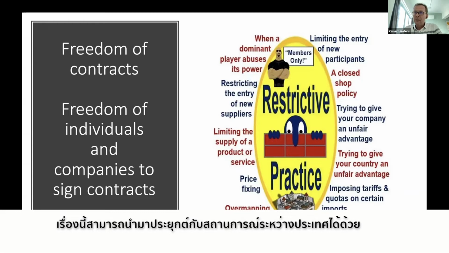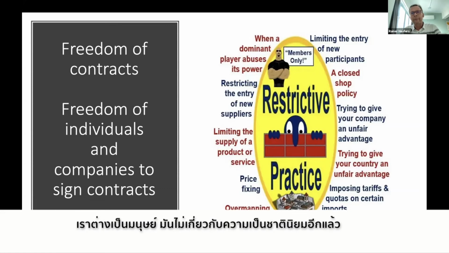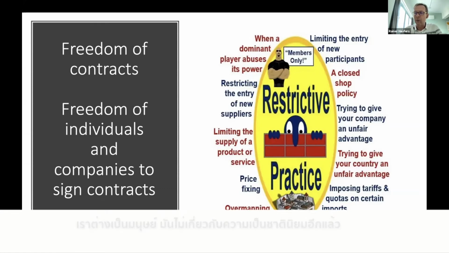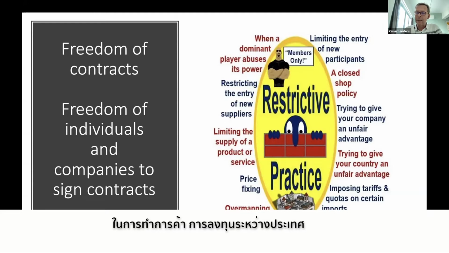But this also applies to situations between countries. If a country sets up quotas and restricts imports or exports on goods, it's the same thing. We are humans. We are not necessarily nationals at the moment anymore. So it works also cross-border. We need to be able to have the freedom to actually sign the contracts that we want.